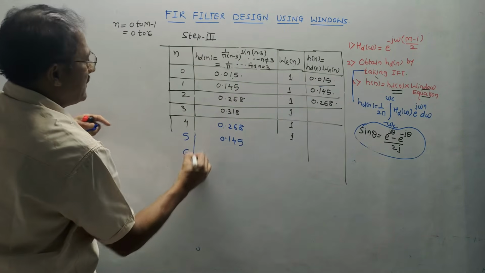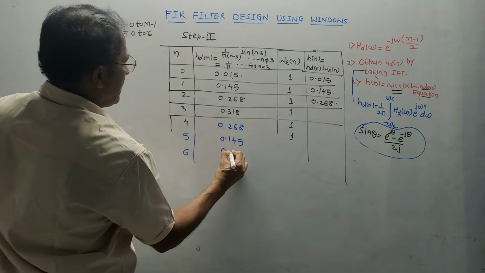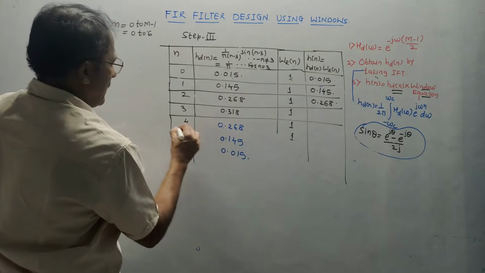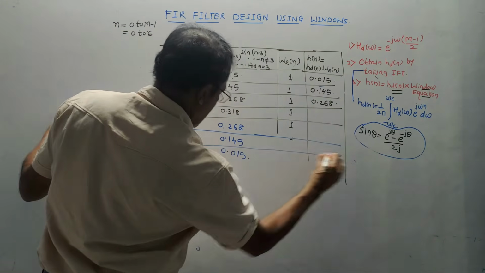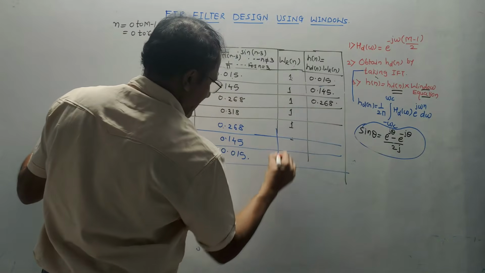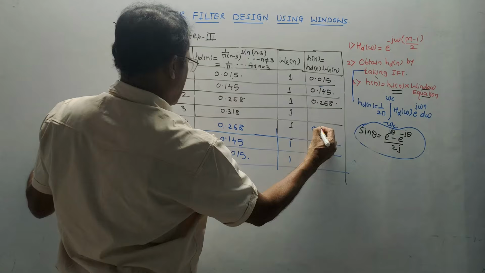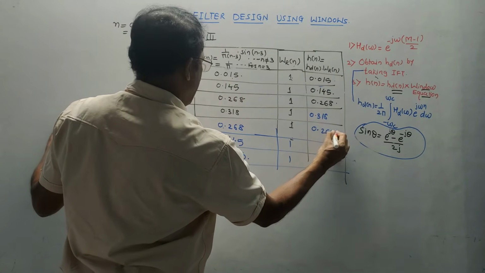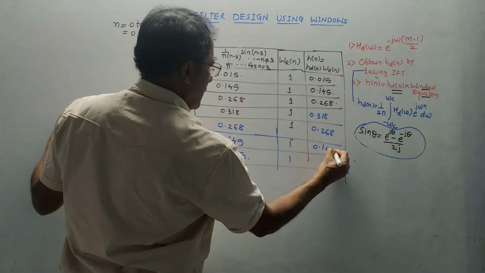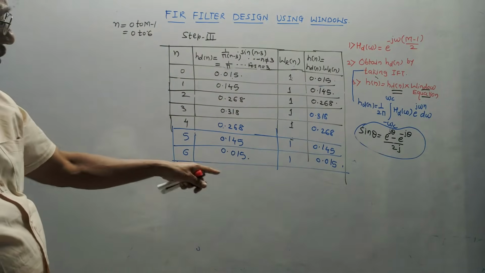Value of 6 will be same as this value, 0.015. So every time the value of WRN remains 1. So these values remain same: 0.318, 0.268, 0.145 and 0.015. That's it for this numerical.